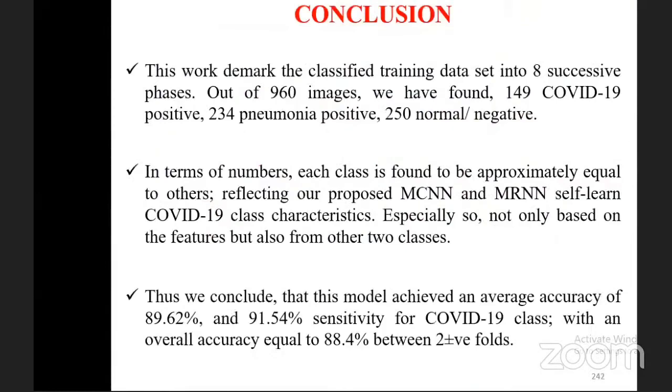So this is the conclusion of my today's international webinar on machine learning, I mean data science application. I have executed 960 images. We have found 149 images are positive, 234 pneumonia positive, 250 normal and diagnostic. We got fantastic results, 89.62 and 91.54 for sensitivity for COVID-19 classes.